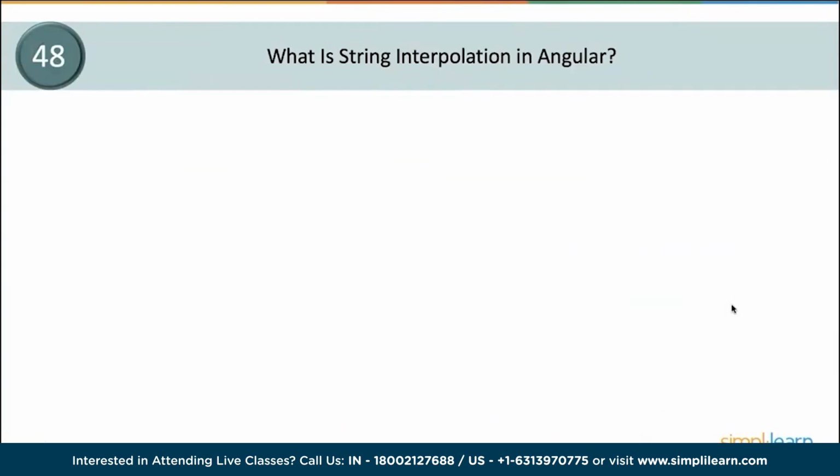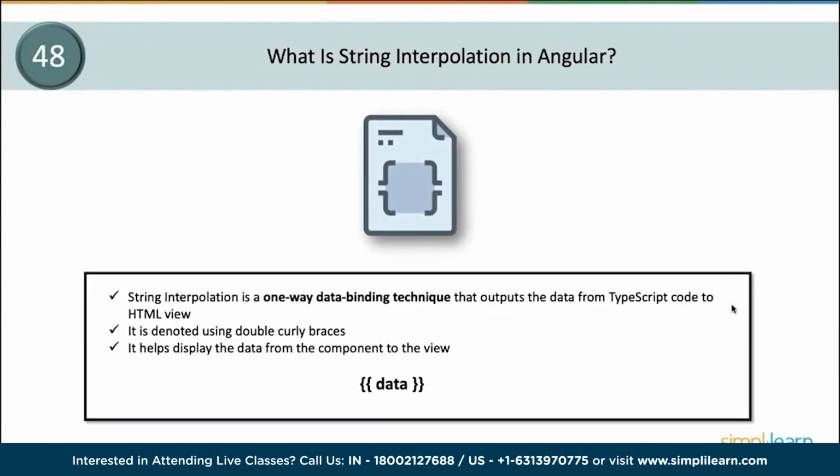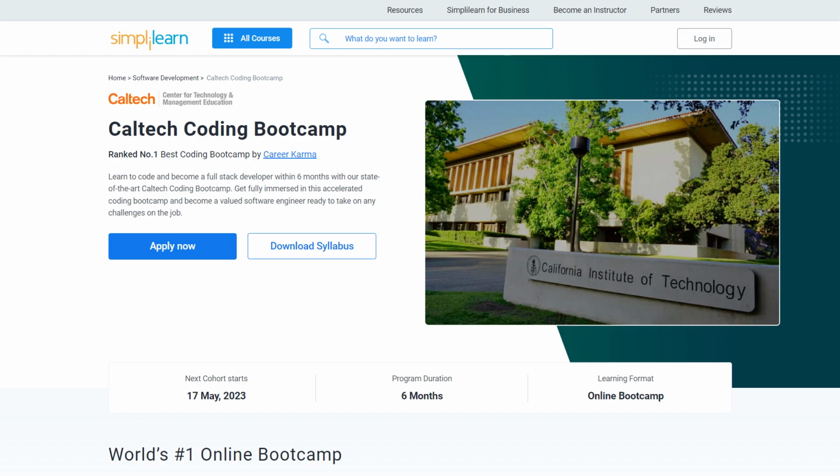What is string interpolation in Angular? String interpolation is written inside double curly braces. It is typically one-way binding, where you get the data from the TypeScript classes and display it directly in your browser. It is denoted with curly braces and always displays data coming from the component to the view.